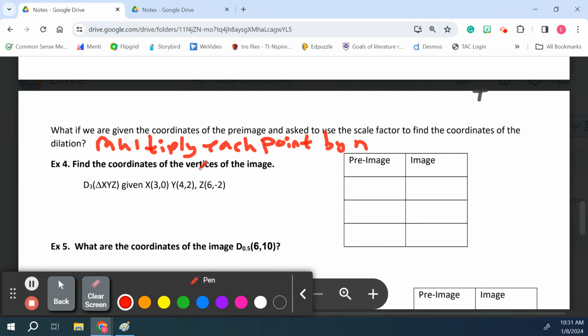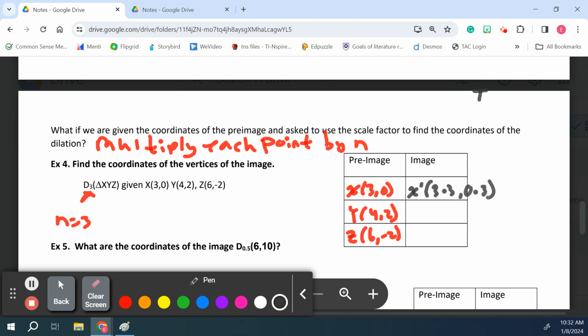All right, so find the coordinates of the vertices of the image. We're talking about a dilation with a scale factor, so our N is equal to 3 of X, Y, Z. Now they're giving us the pre-image points. I have X as 3, 0. I have Y as 4 comma 2, and I have Z as 6, negative 2. Now multiplying each by 3, that's going to look like the following. My X prime is going to be 3 times 3, and then 0 times 3, which gives me 9 comma 0. So there's my new point.